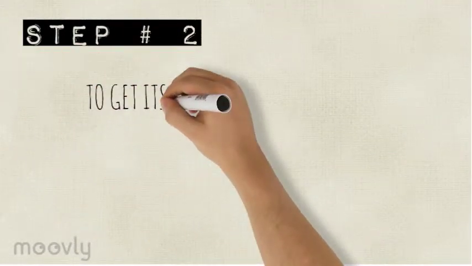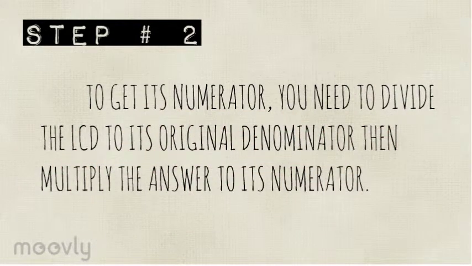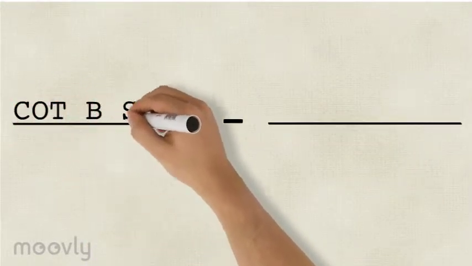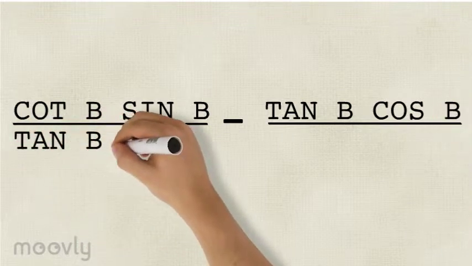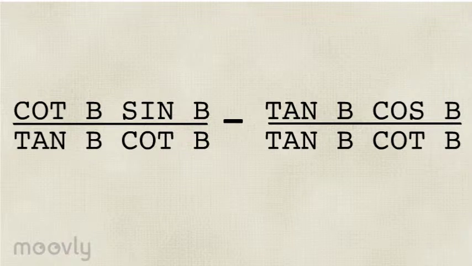Step 2. To get its numerator, you need to divide the LCD by its original denominator, then multiply the answer by its numerator, where tan B cotangent B divided by tan B times sine B equals cotangent B sine B. Do the same procedure to the other fraction and the answer will be tan B cosine B.